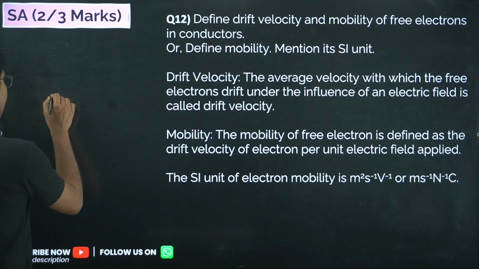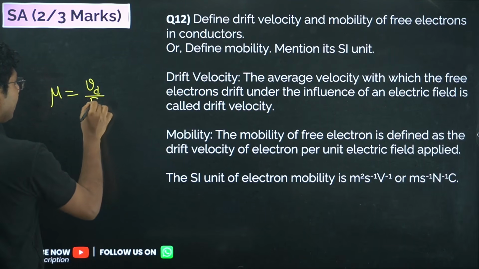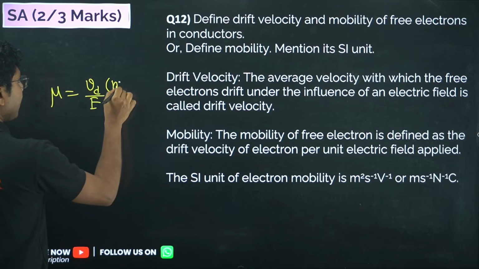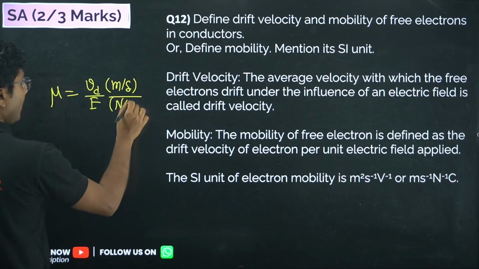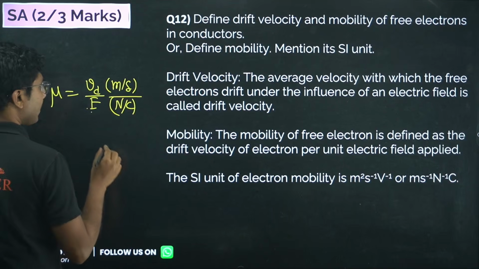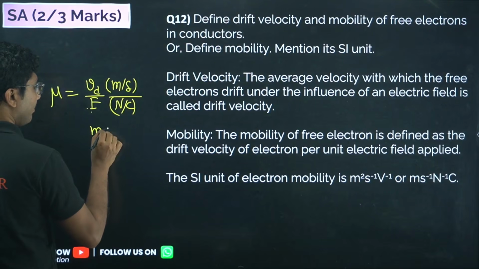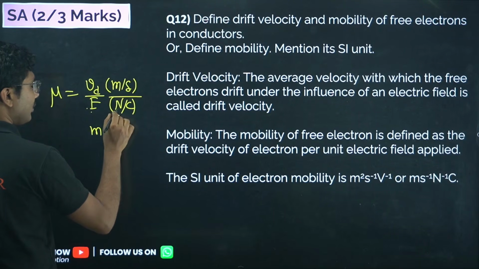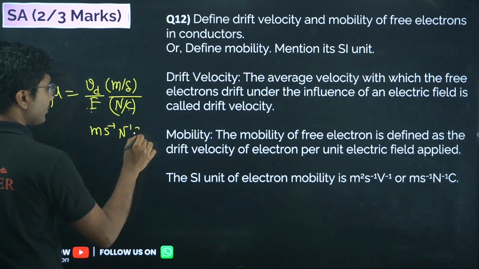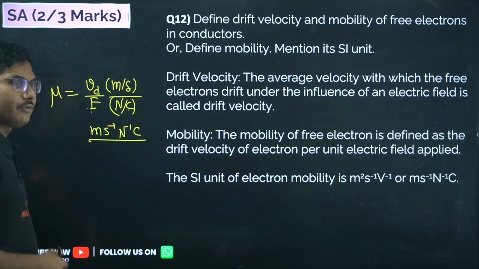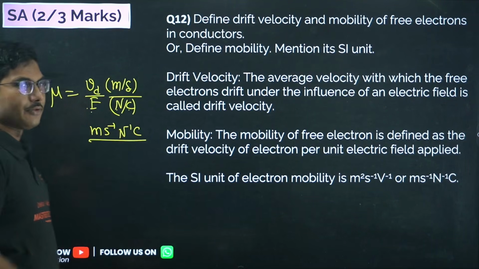Okay, so mobility is given by drift velocity per unit electric field. Now drift velocity's unit is meter per second, and electric field's unit is Newton per Coulomb. For those who have forgotten it, meter per second, and then Newton was in division, so it will be Newton to the power -1, and Coulomb was division of division, so it will be Coulomb to the power 1. So this is the unit of mobility. If you remember this expression, you can find the unit as well.